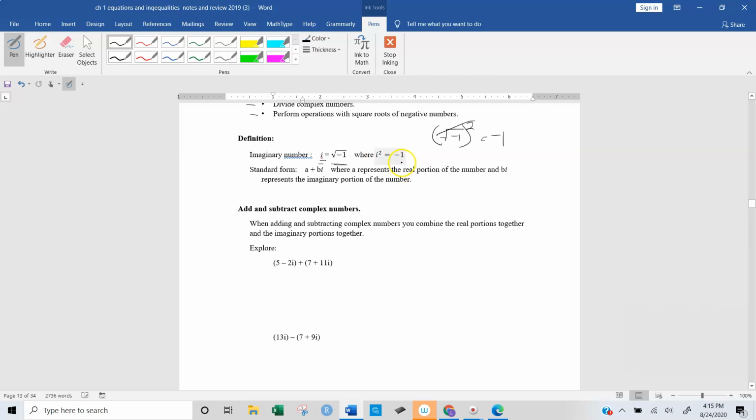It's no longer imaginary. Okay, they're always in the form of a plus bi. a is the real part and b is the imaginary part. So we always write it that way too. We don't like the i first. We want the real part first. So the first part is adding and subtracting.